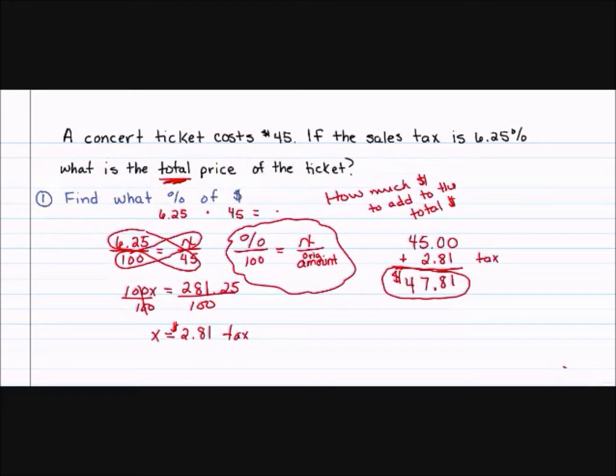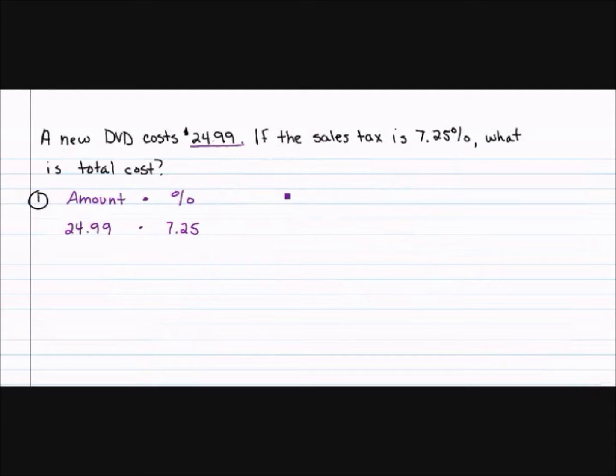Let's go back and look at the formula. Okay. What's the formula? The formula is percent, and this is how to use proportions to calculate this. Percent over 100 equals X over amount. So let's fill it in. What's our percent? 7.25 over 100 equals, I don't know, and the amount for the CD is $24.99.